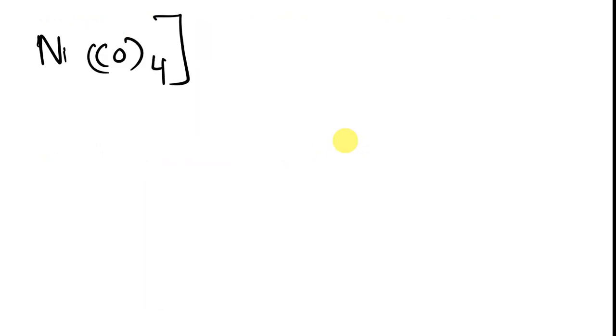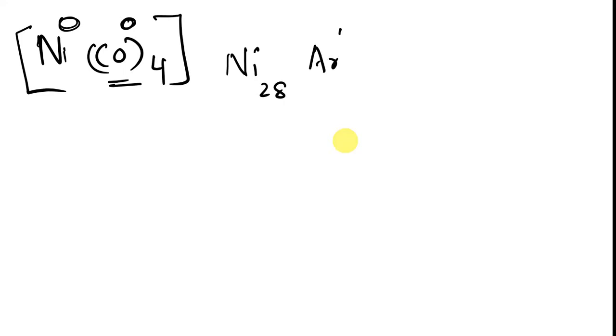Listen here, carbonyl is a strong field ligand, but there is no charge for carbonyl. The charge of carbonyl is zero. Oxidation state of nickel is also zero here. So let us write the electronic configuration for nickel. Atomic number is 28. So it will be argon, 18 electrons, and the remaining 10 electrons will be in 3d and 4s. So 4s2, 3d8 electrons will be there.